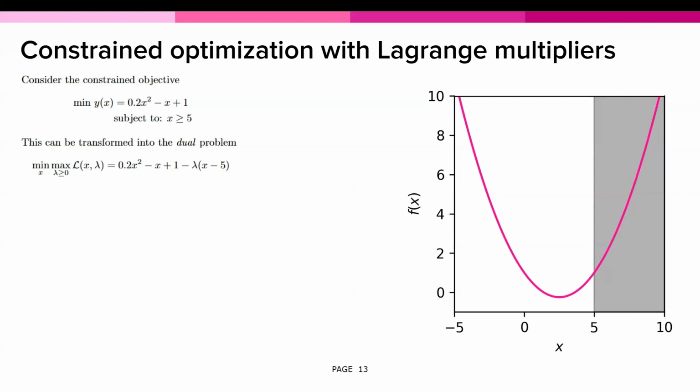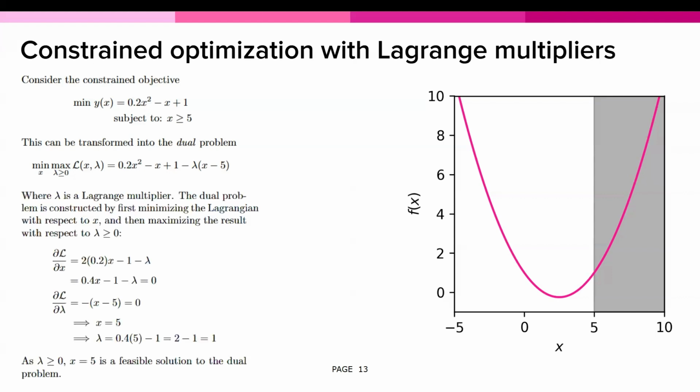And so once we set up the Lagrangian, we solve it by taking the partial derivatives with respect to both the original variable x and the Lagrange multiplier lambda, and then setting them equal to 0. And so this process gives us a set of conditions to find the optimal solution. In this particular example, we see that the Lagrange multiplier is lambda equal to 1, which tells us that the constraint x greater than 5 is active.